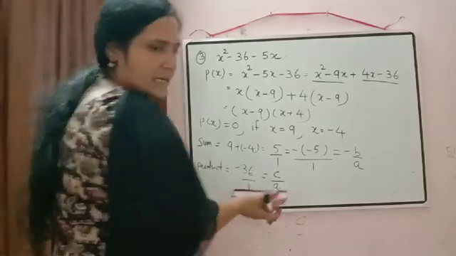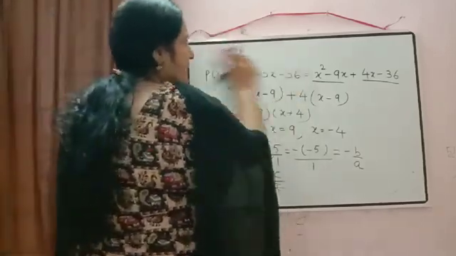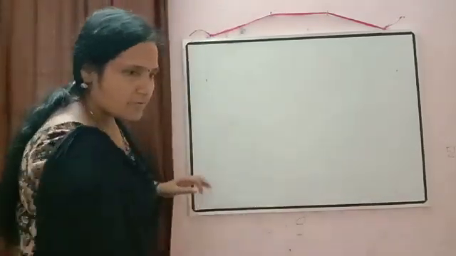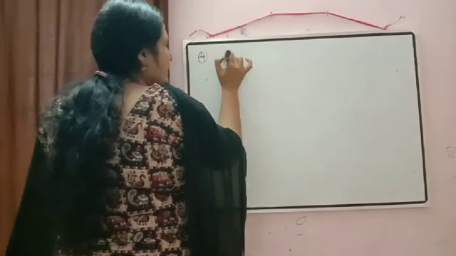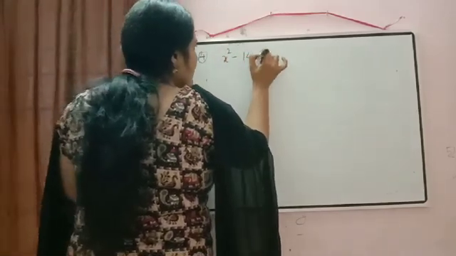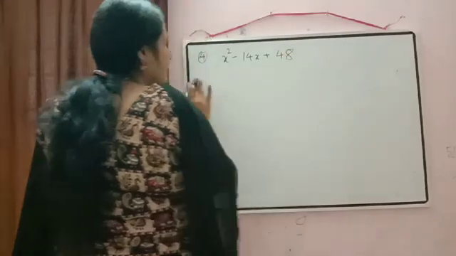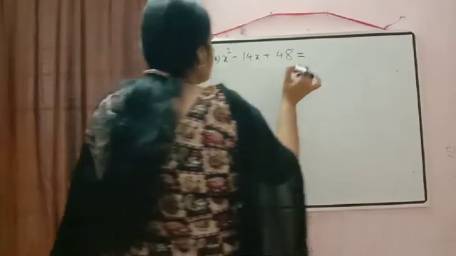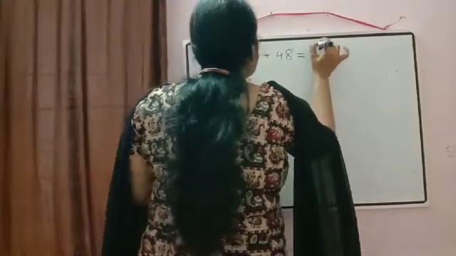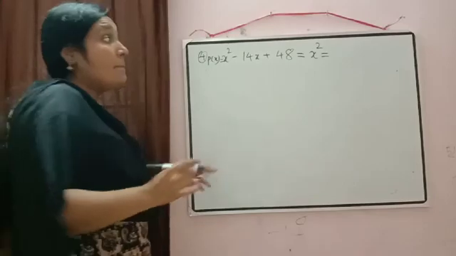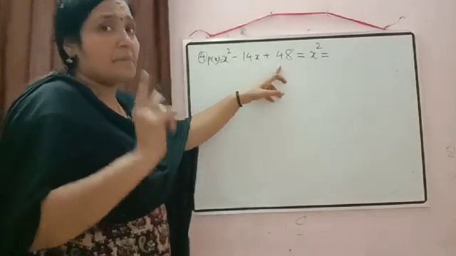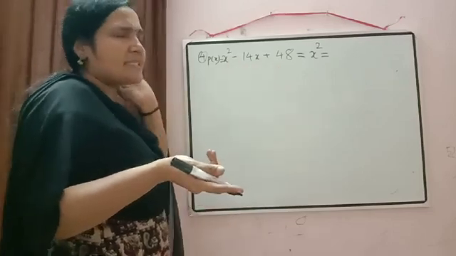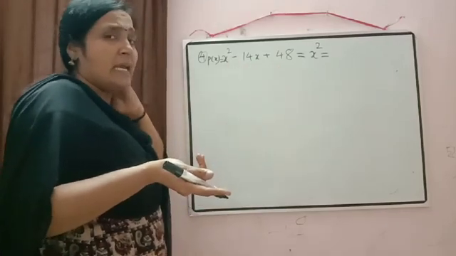The next question is x square minus 14x plus 48. It is already arranged here, so we can write down p of x is equal to. Just to check here, the sum is negative but the product is positive. Product will come positive if both are positive or both are negative. But since the sum is negative, both numbers should be negative only.